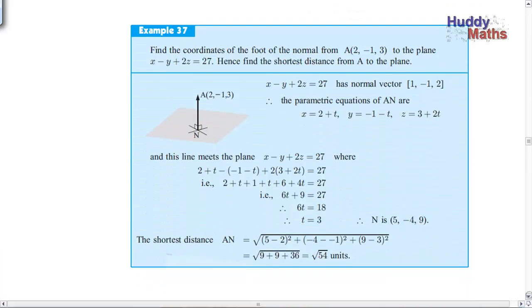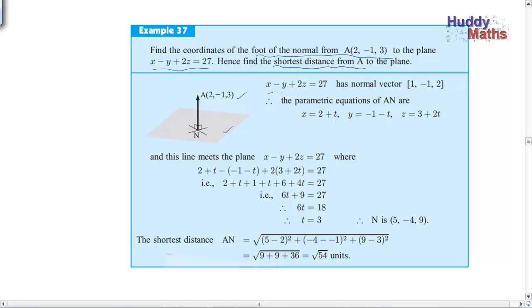And just another example of what we can do with our plane. The coordinates of the foot of the normal to the plane, there, we've got to find the foot of the normal and hence find the shortest distance. So that'll be the length of that vector, won't it? Because if we're doing the shortest distance, that's the perpendicular, and that's the foot of the normal. Okay, so let's draw the diagram. So we've got this point, we've got a plane.